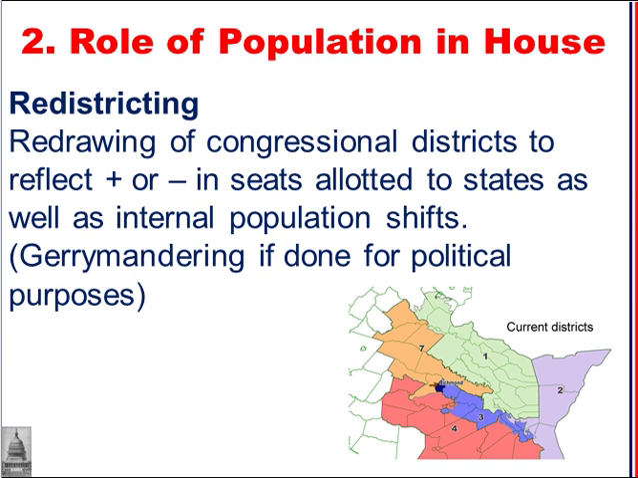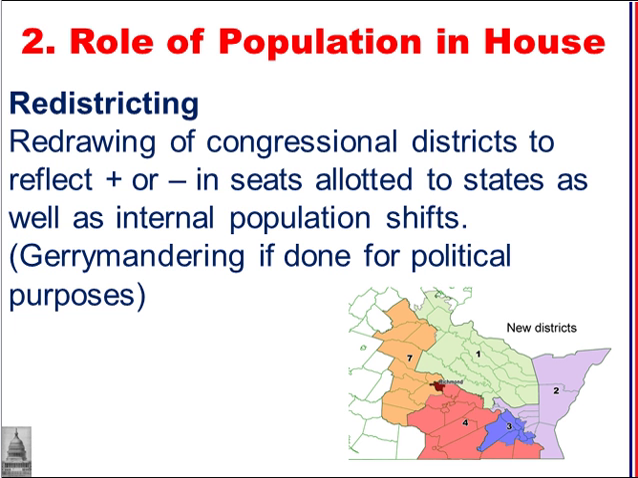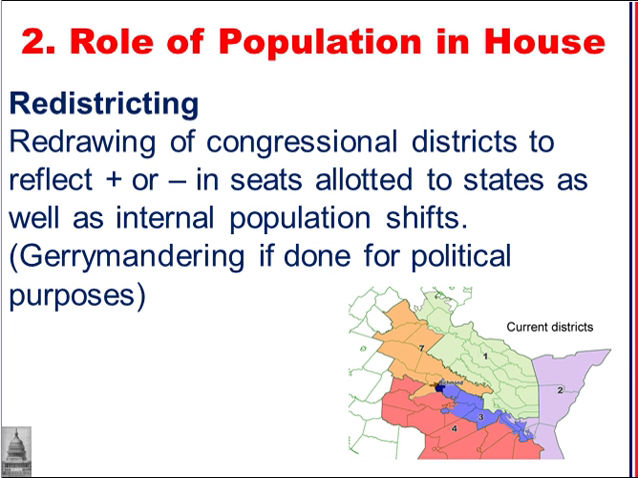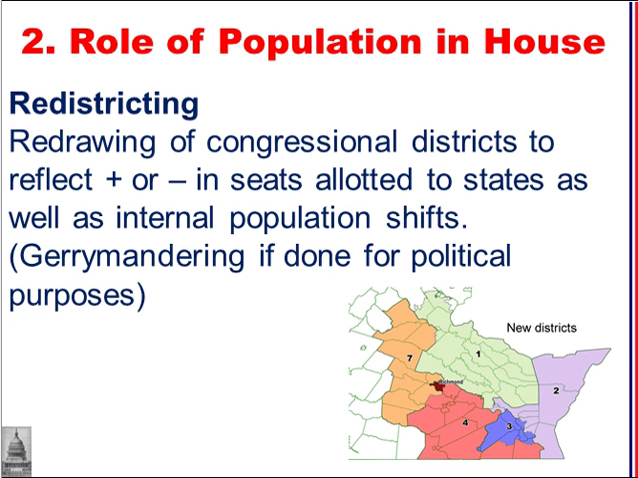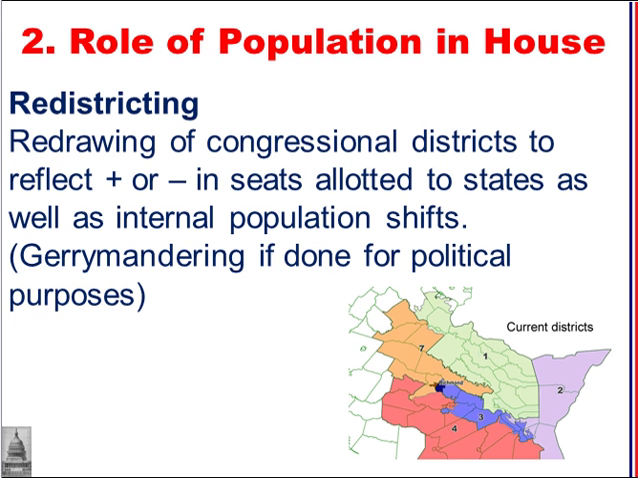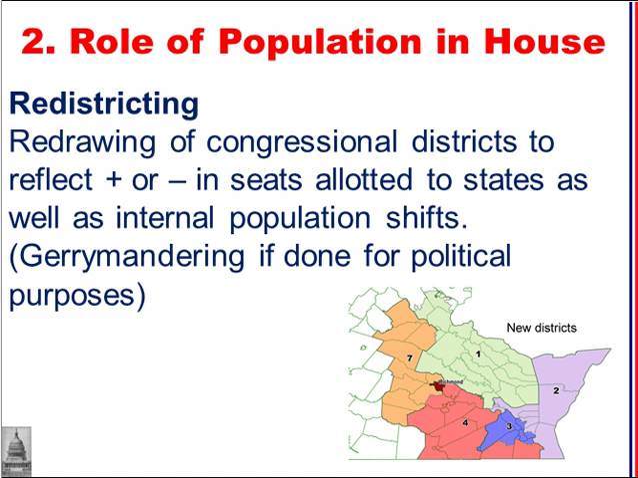And we know that redistricting is the redrawing of congressional districts to reflect an increase or decrease in the seats allotted to states. And it also reflects population shifts within a state. And we know that gerrymandering is the term for redistricting that happens for political purposes, when the districts are redrawn for one party's political advantage. And we've just heard that a federal appeals court has ordered that Virginia use new maps for some of its congressional districts.